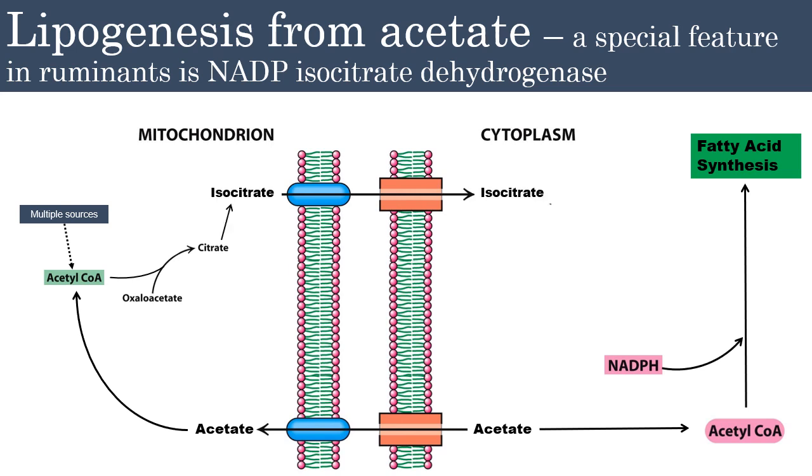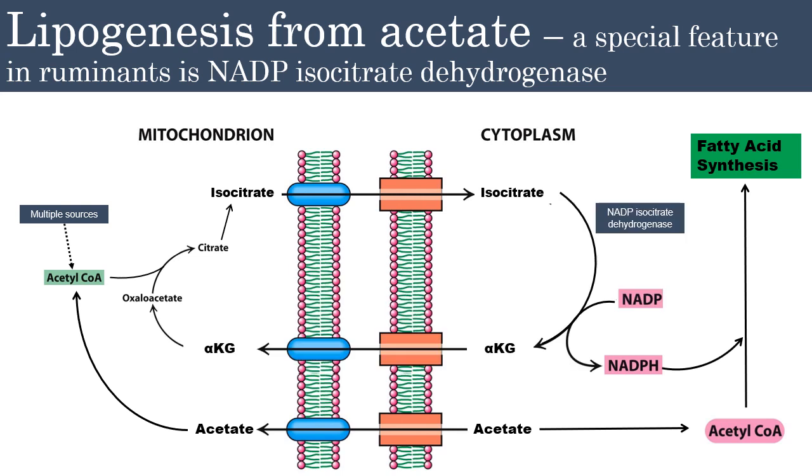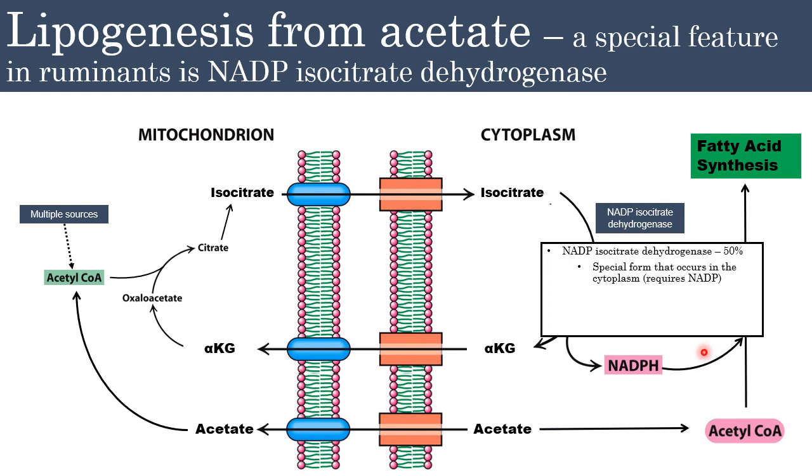Therefore, most of the NADPH actually comes from NADP isocitrate dehydrogenase, as you can see here, generating alpha-ketoglutarate, which can then flux back through into the mitochondria. So 50% of that NADPH, or that reducing power, is provided through NADP isocitrate dehydrogenase, which is a special form in the cytoplasm. The rest is the pentose phosphate pathway, again, much like in non-ruminant animals.